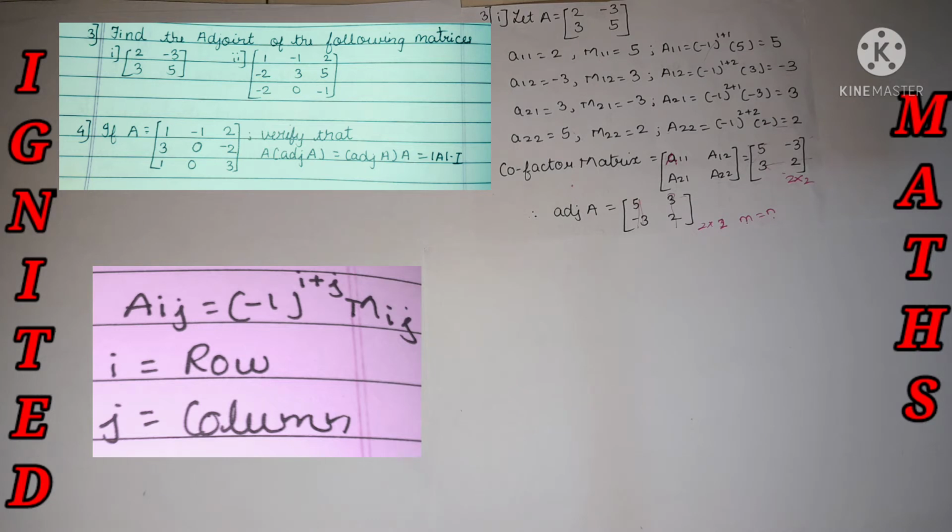On the fourth main question, the procedure is nothing but we need to find the adjoint. It's of order 2 cross 2. Yes, over that it's of order 3 cross 3. The procedure as we have done over here, the same thing we need to repeat.